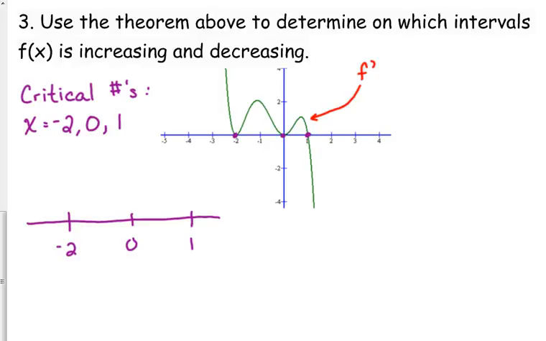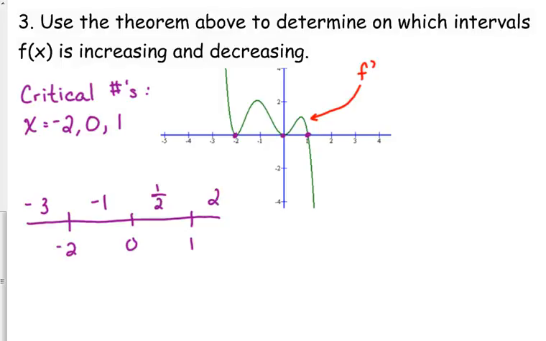Then I'm going to pick a number within each of these intervals. So I'm going to pick a number to the left of negative 2. That would be negative 3. I don't have a function to plug it into here, so it really doesn't matter what number I pick. I'm just going to pick a number between all of these. So negative 3, negative 1, 1 half, and 2.